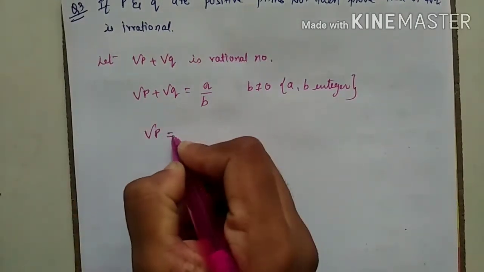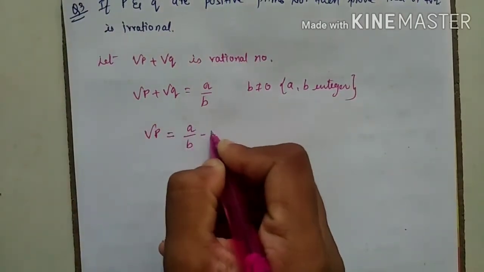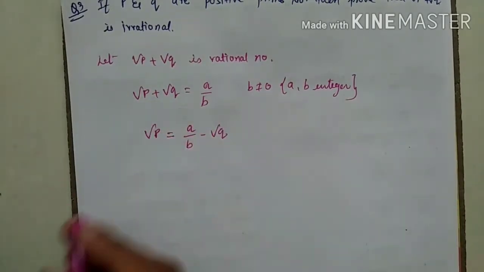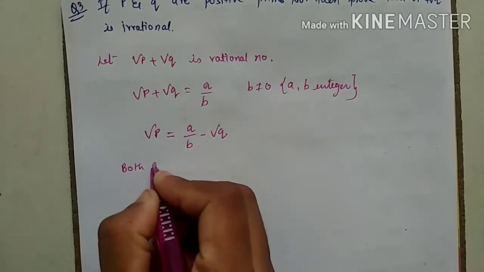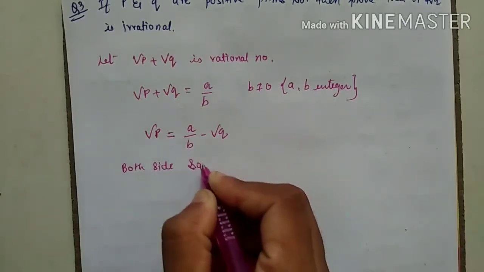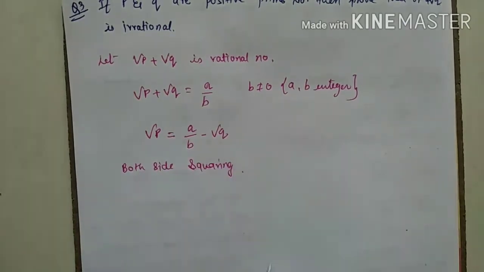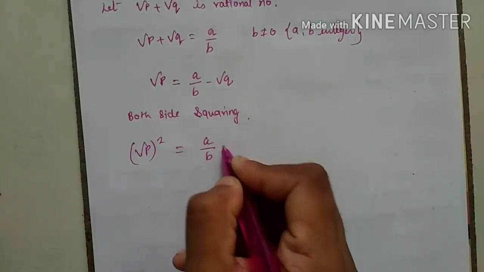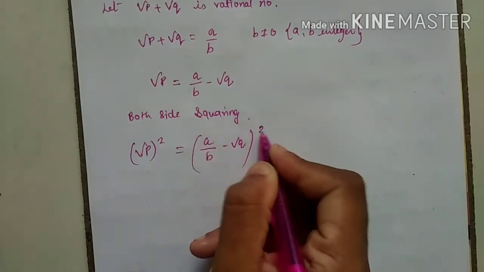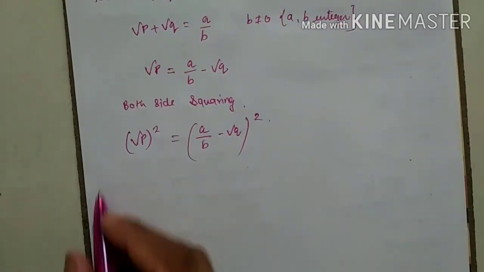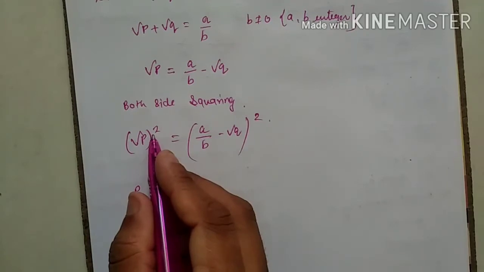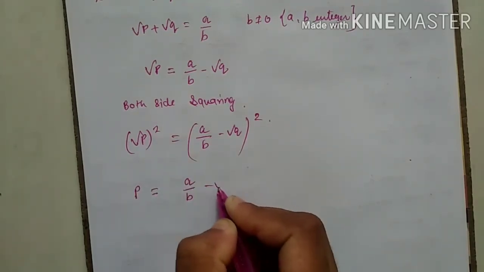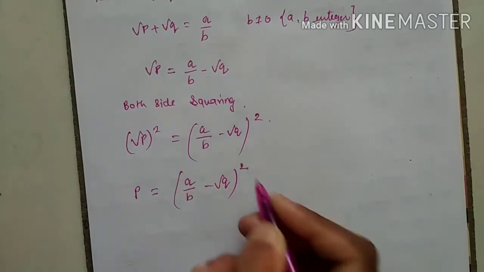Root p is equal to a by b minus root q. This is positive, it will go that side, minus. Okay. Both the sides squaring. I am doing what? Squaring. So what I will get? Root p square equals to a by b in whole square. Correct. So what you can write? Root p square becomes p is equal to a by b minus root q whole square.